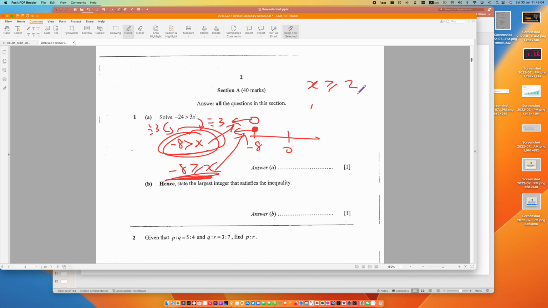How do you represent this? Do it on a blank space. X bigger or equal to 2. How do you represent it? Another line. I don't want the same line.